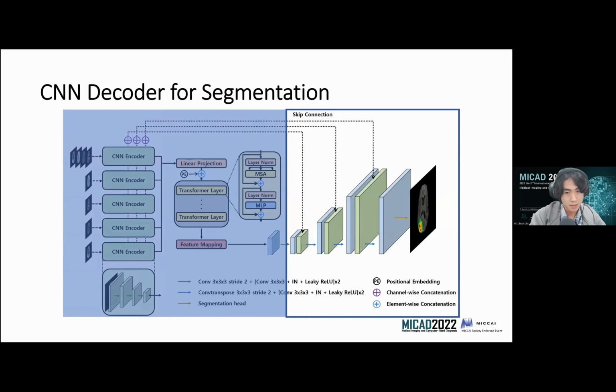The remaining step is to predict the segmentation map from the informative feature maps. Through the CNN decoder, the features are progressively upsampled and reach the original resolution of input images. During the upsampling process, we aggregate multiple features from the CNN encoders by skip connection for spatial information. We trained our network using both dice loss and cross entropy loss together.